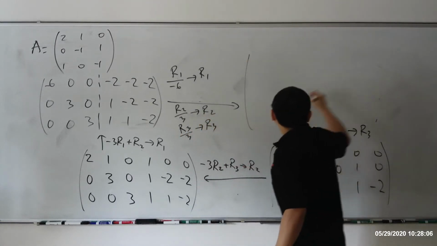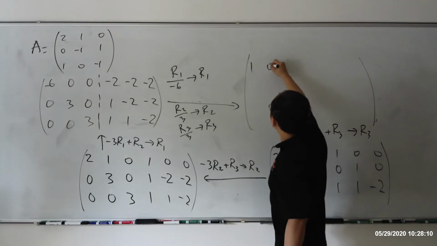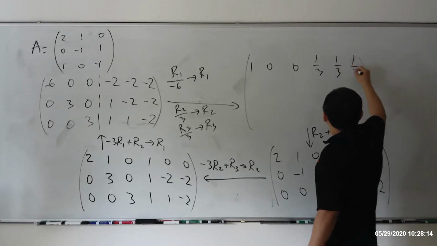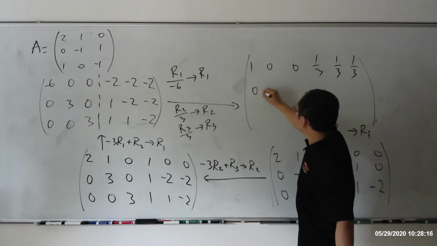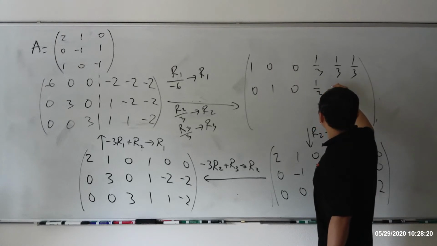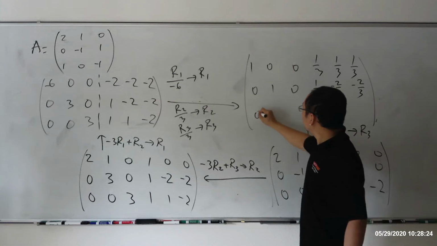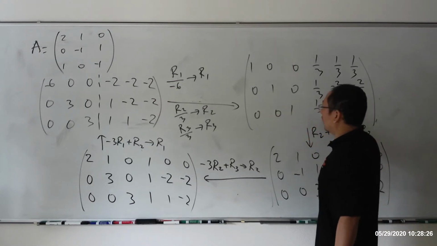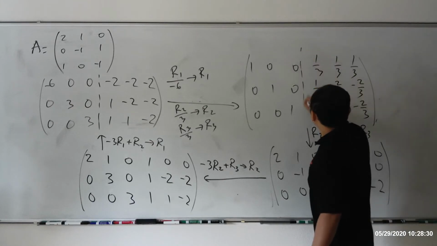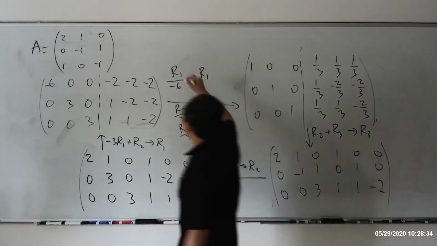So we have what? Divided by negative 6, I got 1, 0, 0, 1/3, 1/3, 1/3. And 0, 1, 0, 1/3, negative 2/3, negative 2/3, and then 0, 0, 1, 1/3, 1/3, negative 2/3. Okay? And I got the matrix B right here. It's going to be the inverse.